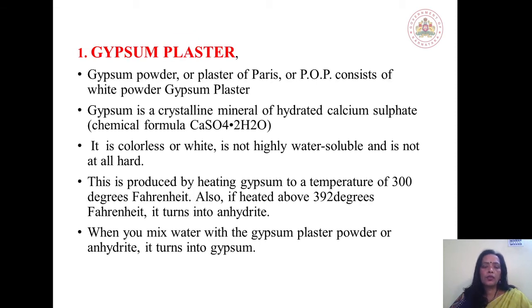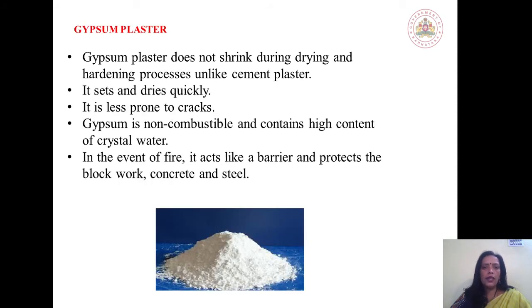Gypsum plaster is CaSO4 2 times H2O, dihydrate calcium sulfate. When heated, this gypsum plaster forms an anhydrous form, as we have discussed. One advantage of this gypsum plaster is that it does not shrink while drying. Setting and hardening is quick. It is not prone to cracks. It also has fire resistance. It is non-combustible, and since it is fire resistant, it acts like a barrier, for what? For block works, the cement blocks we use in construction, concrete and steel.